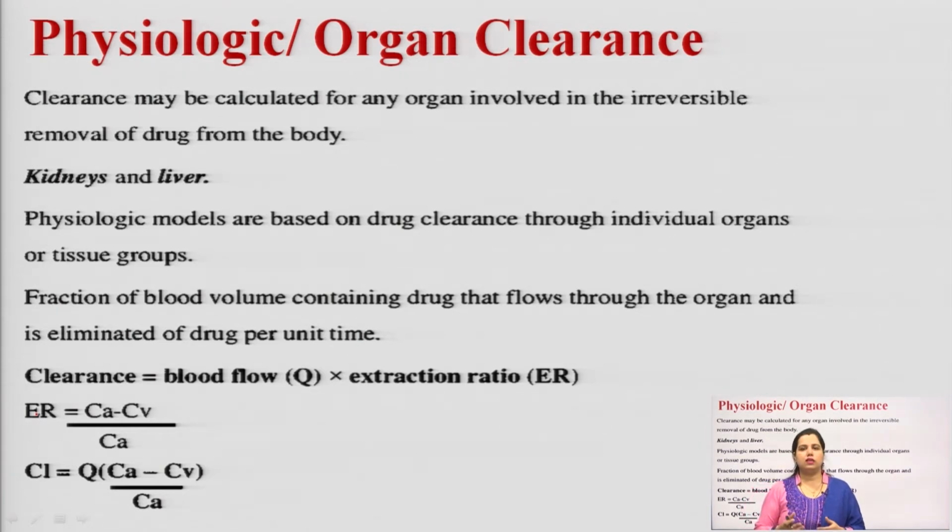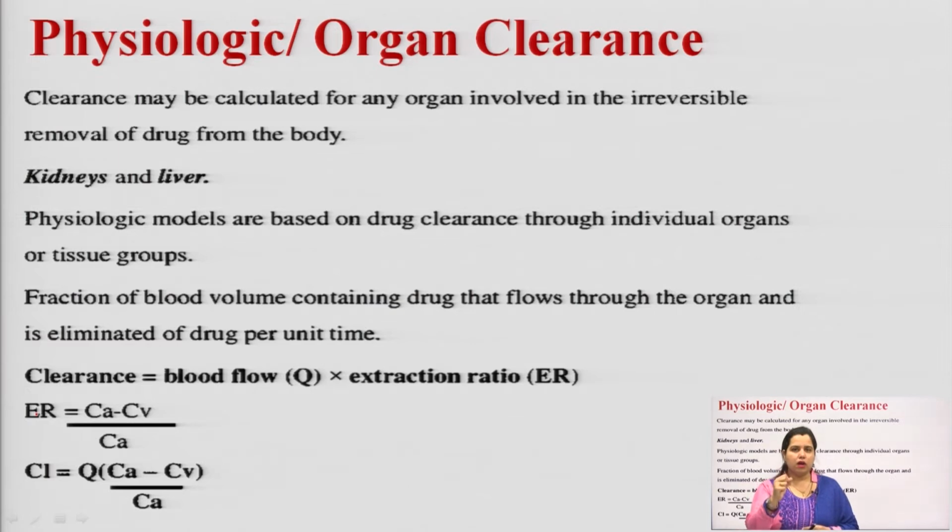Kidneys and liver are the main organs responsible for drug excretion and elimination. From the kidneys the drug is excreted through urine, and the liver metabolizes the drug or excretes it in bile formation. Physiologic models are based on drug clearance through individual organs or tissue groups. So, physiologic models are based on drug clearance through individual tissues and body organs.